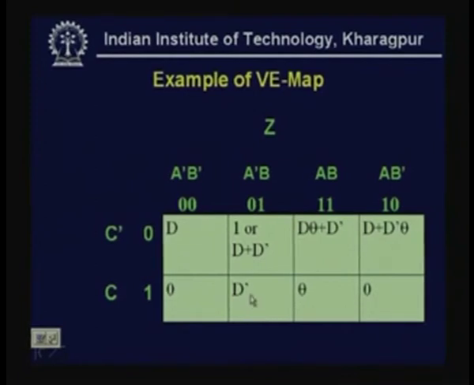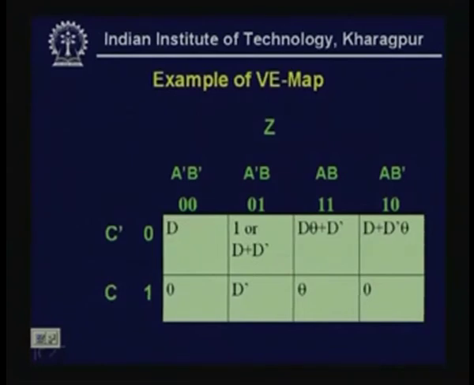For A dash, B, C, the output will be D dash, and for A, B, C, it is do not care, whatever be the combination of A, B, C. So, that is why we have kept theta. So, this is the summary.